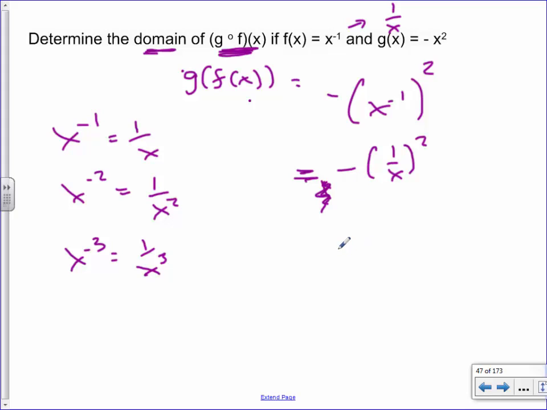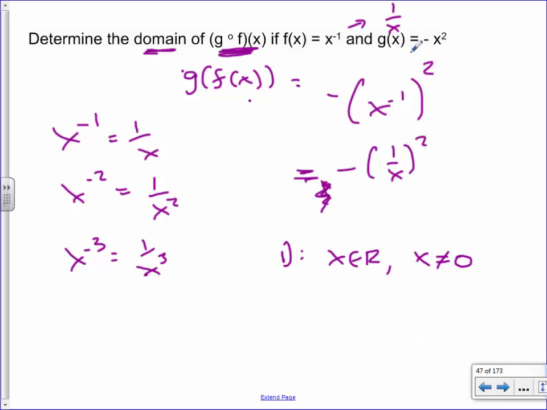0, yeah. So you might write it like this then. Your domain would be x is an element of the reals, but maybe we write an exception and say x cannot be 0. That makes sense? That's the only number you can't use.